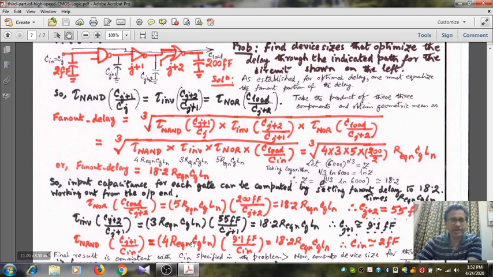So tau NOR equal to 5 Req and Cg into ln and C load by Cj plus 2, that is 200 by Cj plus 2. From here I get Cj plus 2 equal to 55 femtofarad. See that Req and Cg ln gets cancelled out.